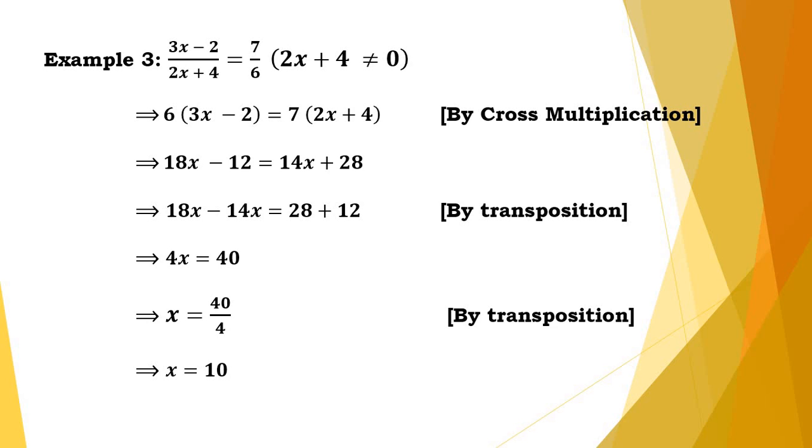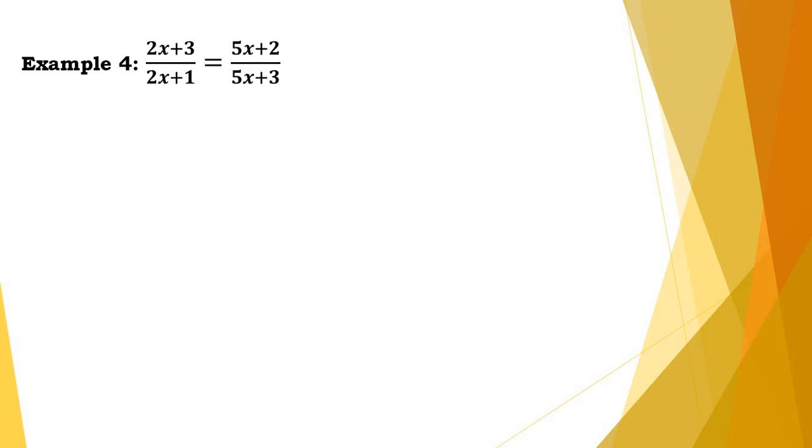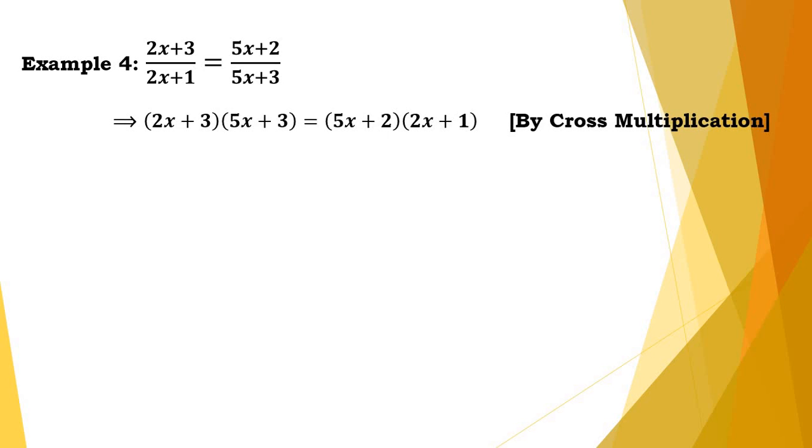Alright, next example. (2x + 3)/(2x + 1) = (5x + 2)/(5x + 3). In this case, again you will cross multiply. Okay, so after cross multiplying, we will get this: (2x + 3) into (5x + 3) is equal to (5x + 2) into (2x + 1). Now here again giving bracket is very important.